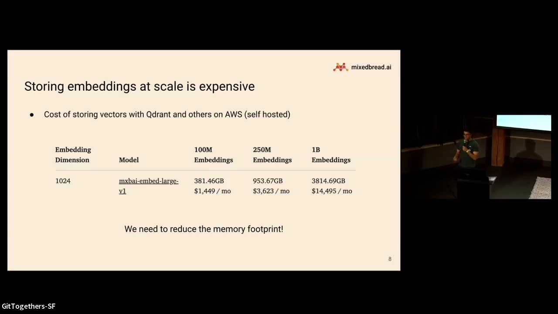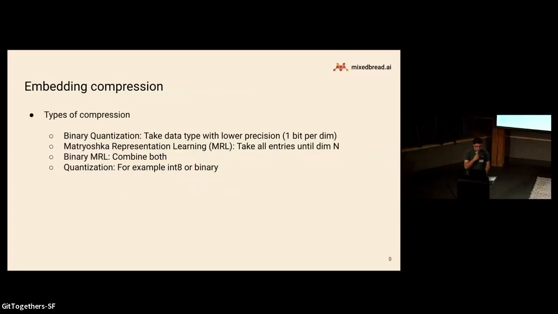So we need a better way than putting them all in memory storage, to reduce the memory footprint. And here compression comes in. Different types of compression exist, and the idea of compression is just one thing: reduce memory and keep as much performance as possible. One type is binary quantization. Here, instead of storing one float per dimension, we just store 1 bit, meaning we cut down the cost by a factor of 32.